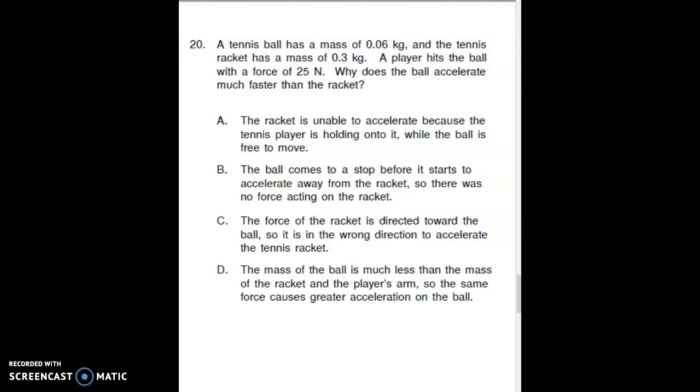A. The racket is unable to accelerate because the tennis player is holding onto it, while the ball is free to move. B. The ball comes to a stop before it starts to accelerate away from the racket, so there was no force acting on the racket. C. The force of the racket is directed towards the ball, so it is in the wrong direction to accelerate the tennis racket. D. The mass of the ball is much less than the mass of the racket and the player's arm, so the same force causes greater acceleration on the ball.